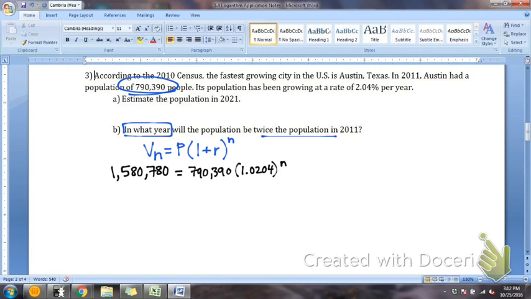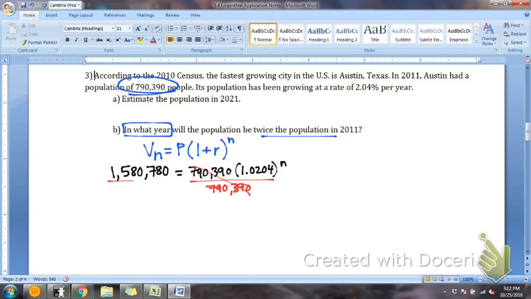If we are going to solve this for N, what do I need to get rid of first? Emily? Okay, how are you going to do that? Excellent. Emily is reminding us that we need to divide by 793.90. Not subtract, but divide by 793.90.